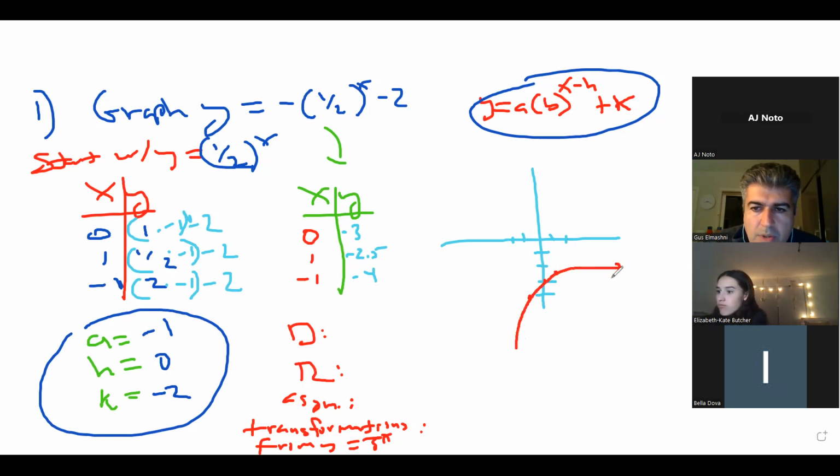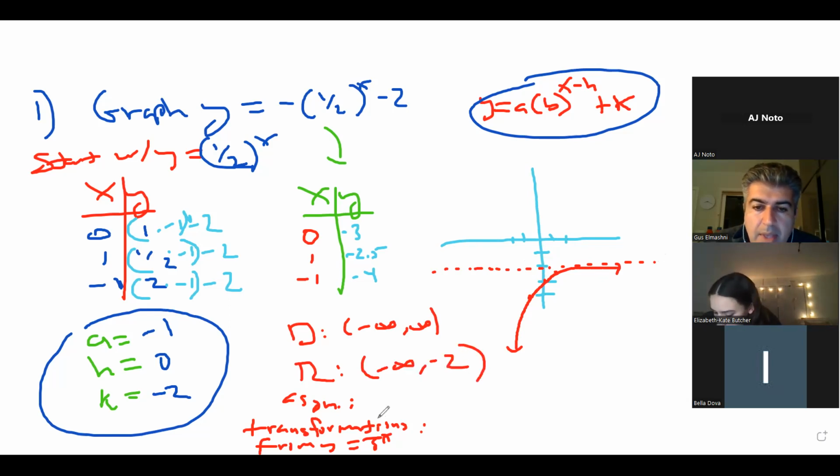Yeah, and there is a horizontal asymptote at -2 because it shifted 2 down. The domain is all real numbers. The range now goes from negative infinity up to -2, not inclusive of -2. The asymptote is y equals -2. And in transformations, it reflected about the x-axis, we know that, and it shifted 2 down.